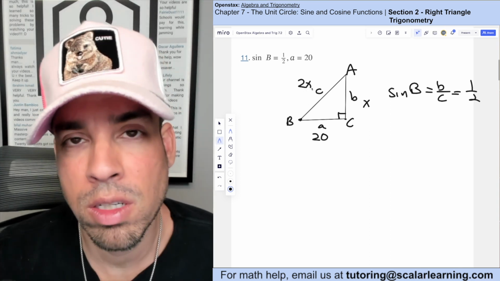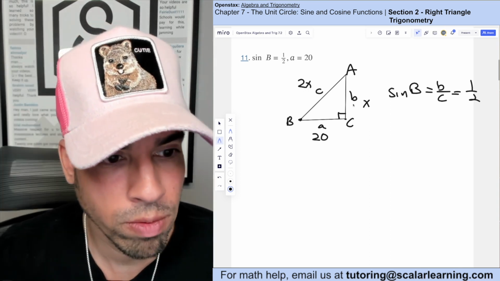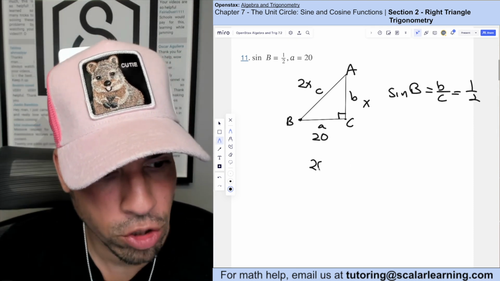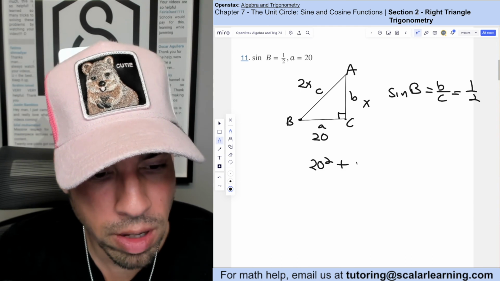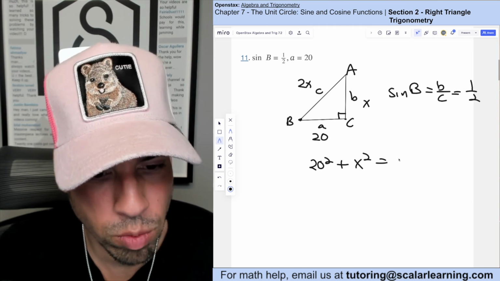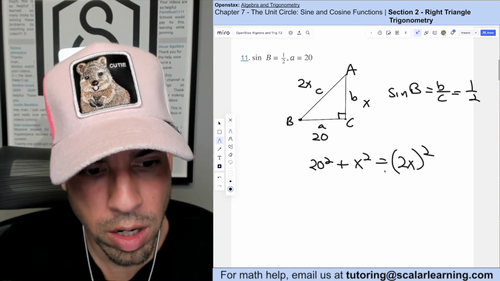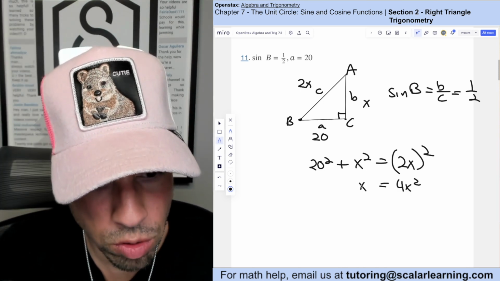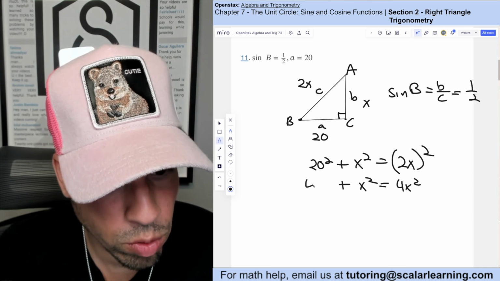Now we can use Pythagorean's theorem to solve for B and C. A, which is 20, squared, plus B, which I'll call X, so X squared, equals C squared, which is 2X squared. And 2X squared is 4X squared, since I'm squaring both. So X squared plus 20 squared, which is 400, equals 4X squared.